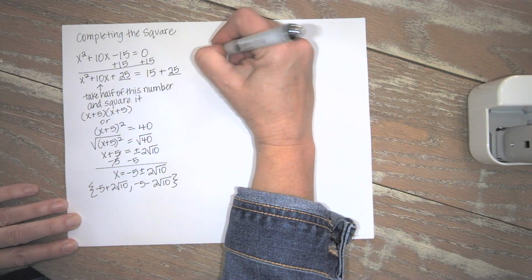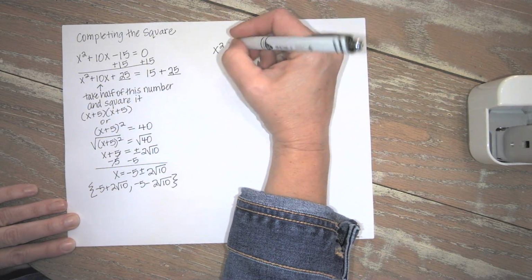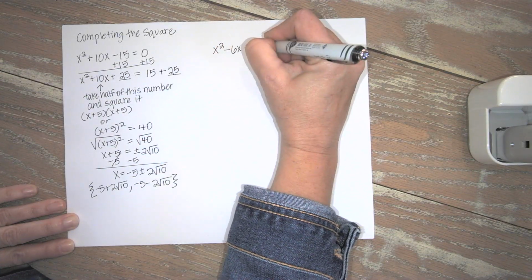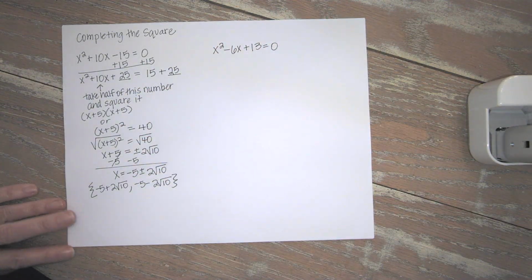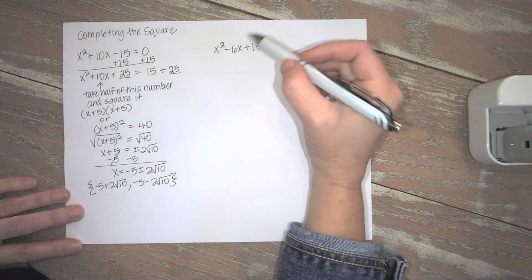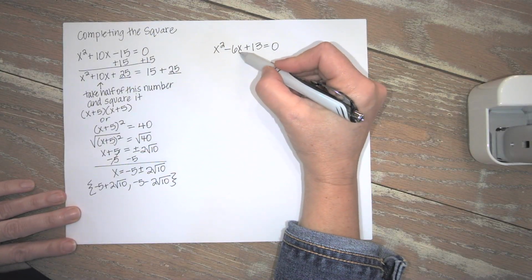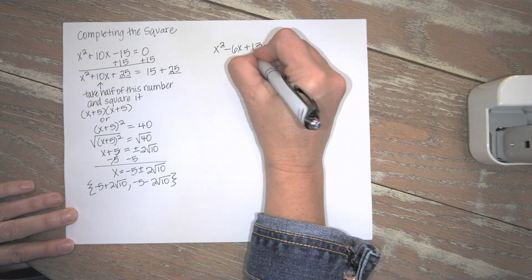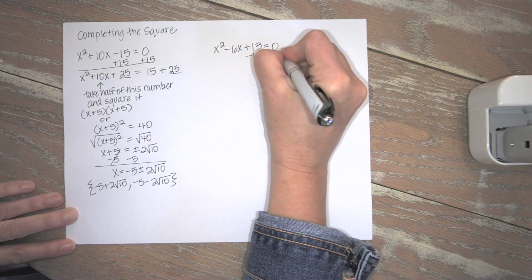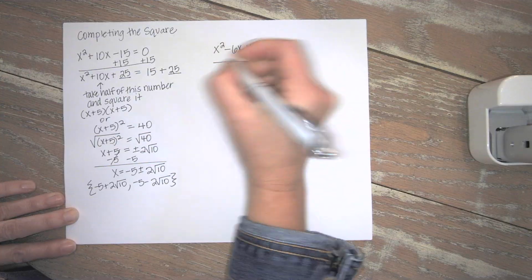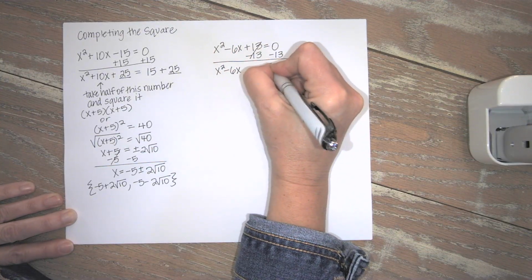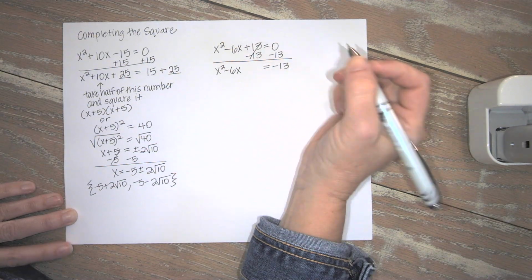How about x squared minus 6x plus 13 equals 0. Okay, again, we want to get the terms with variables in them on one side. Anything that doesn't have a variable in it, we want to move to the other side. So we're going to move the 13 over. That's going to leave us with x squared minus 6x on this side, and a negative 13 over here.